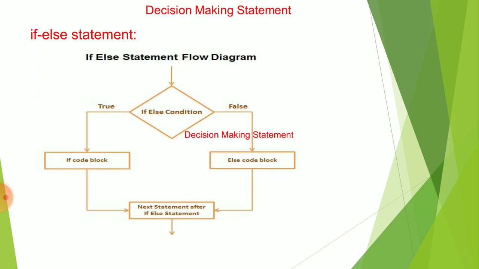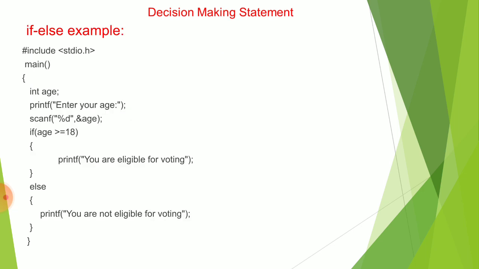It is a flow diagram for if else statement. If the condition is true, the true block code is executed. Otherwise, the false block code is executed. It is an example for if else statement where input is age. If age is greater than or equal to 18, it displays the message you are eligible for voting. Else, it displays you are not eligible for voting.